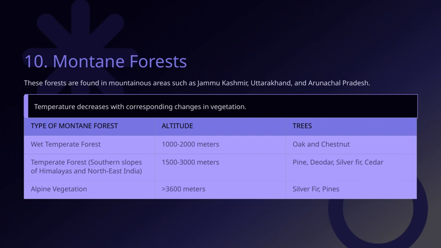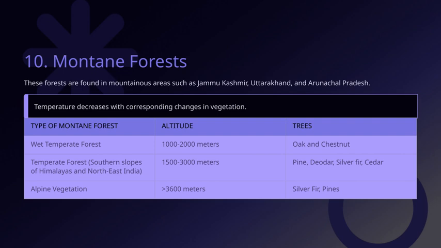As we move to higher elevations, around 1,500 to 3,000 meters, the forests shift to what we call temperate forests. These are common on the southern slopes of the Himalayas and in northeast India, and they feature trees like pines, deodars, silver firs, and cedars.